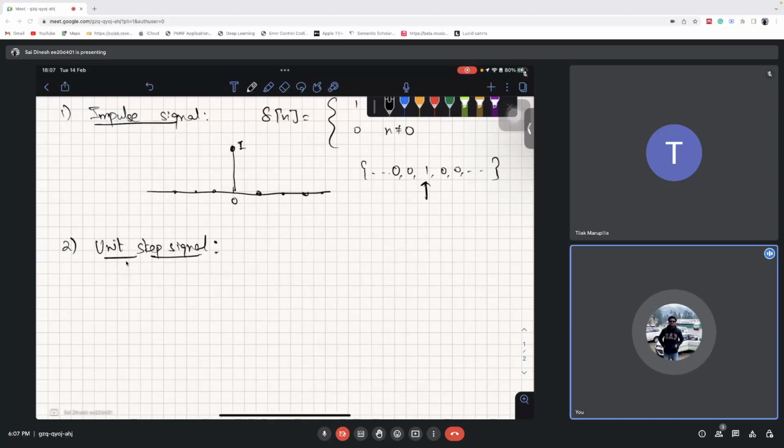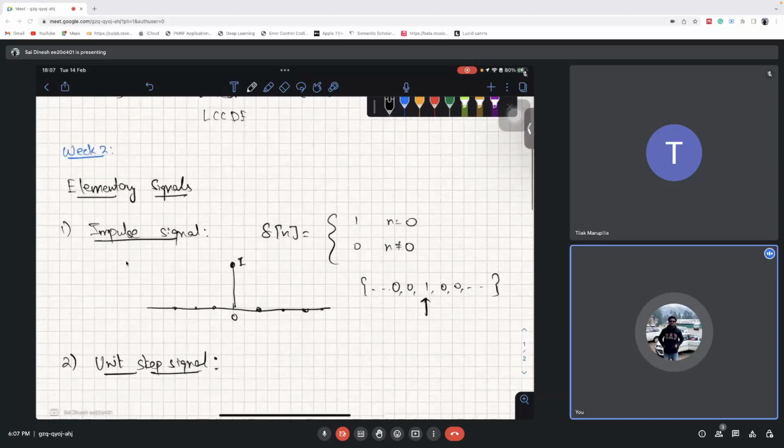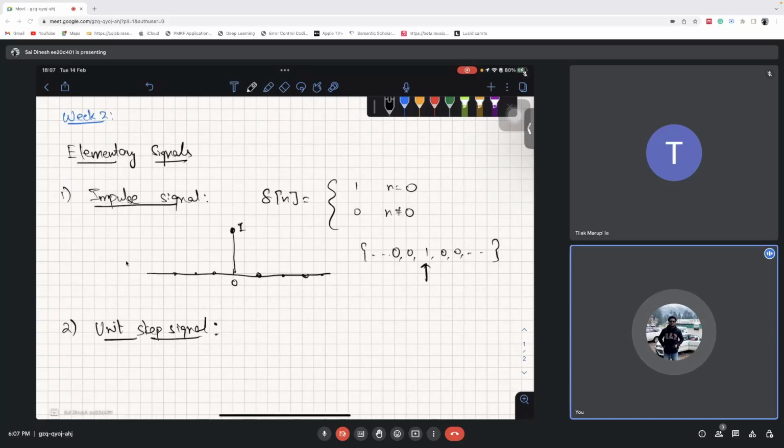So as of right now, I started talking briefly about week 2, where I'm talking about the elementary signals. The first one is the impulse signal that we have.